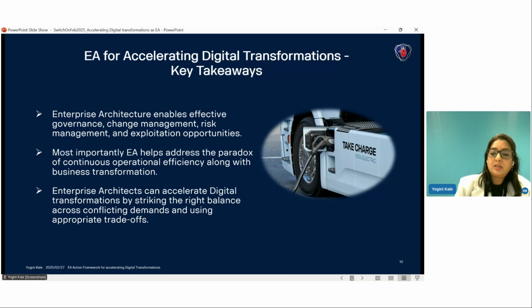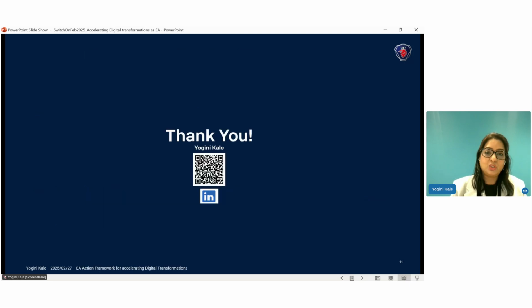So, with that, I would like to wrap up and say that if you are not involved in the digital transformations in your organizations, take charge today and make sure that you are part of these transformations, because you can really accelerate this transformation through the enterprise architecture practices. So that was a short presentation from my side on this.